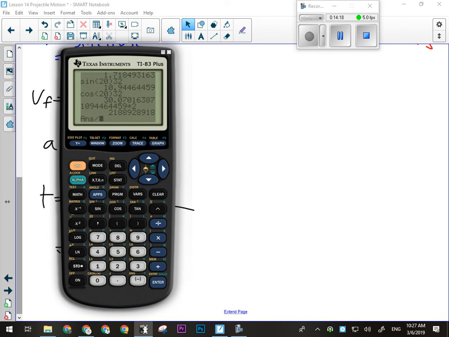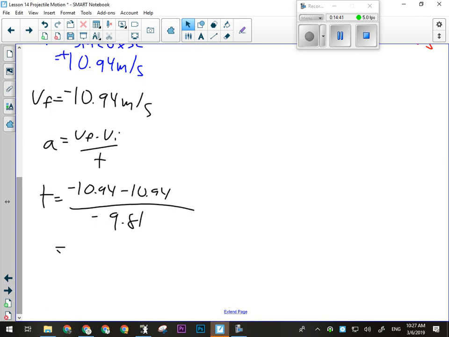Whoa, I missed the decimal. Again, 10.944644. Okay, so I've got 2.23 seconds here is my time. Right? So the General Lee was in the air for a long time. I mean, that clip took a while. I mean, yes, they slow mode part of it, but still, okay?